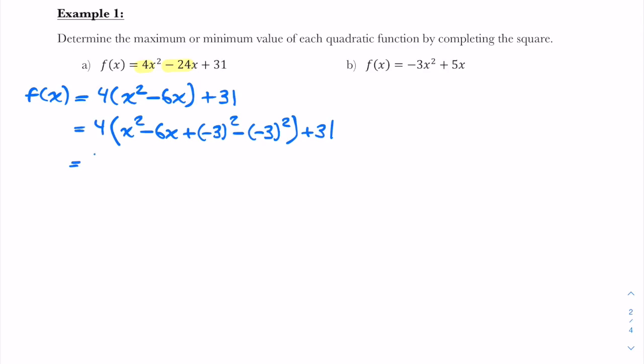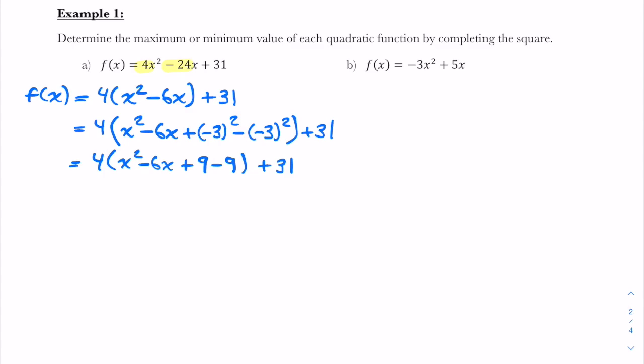Continuing on, we can begin simplifying now. So inside of the brackets, we have x squared, take away 6x, plus 9, take away 9, close your bracket, and then we add 31. Now here's a very common mistake. Inside of the brackets, you'll see that we have a plus 9 and a minus 9, and at this point, students are very tempted to cancel them out. Don't do that. If you do, you'll just get back to the first line that you started with.